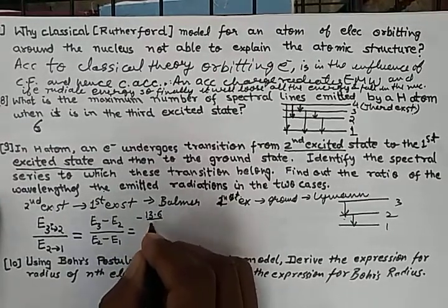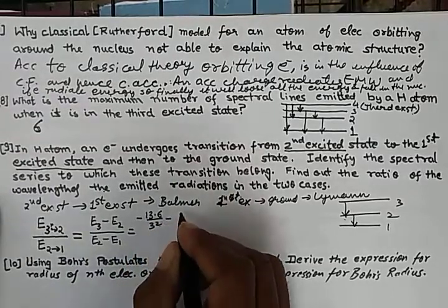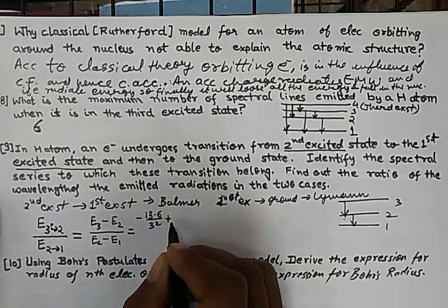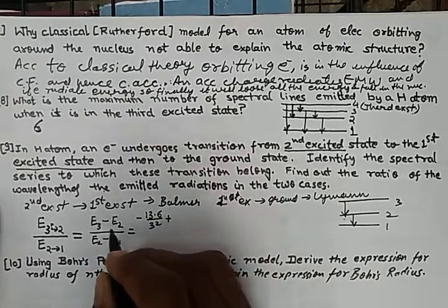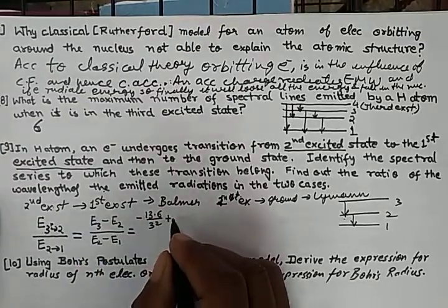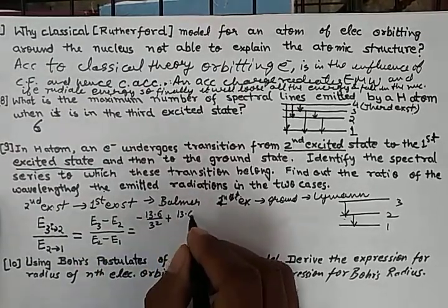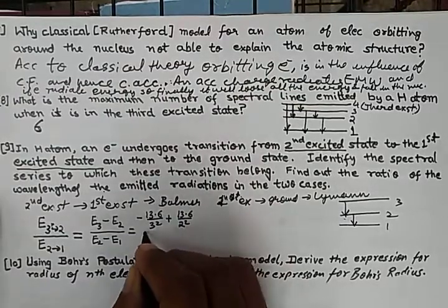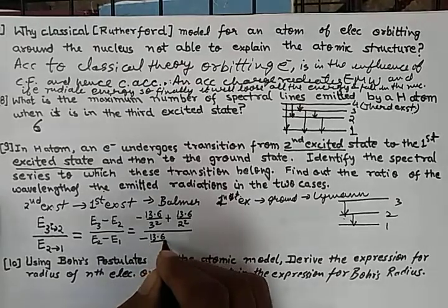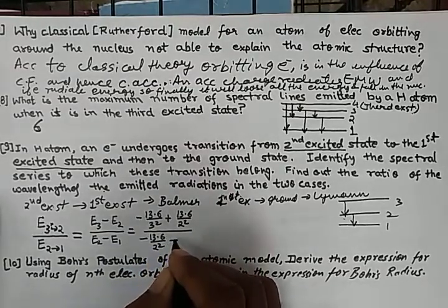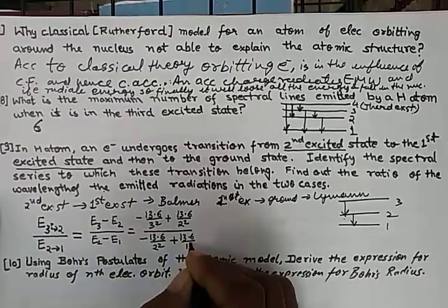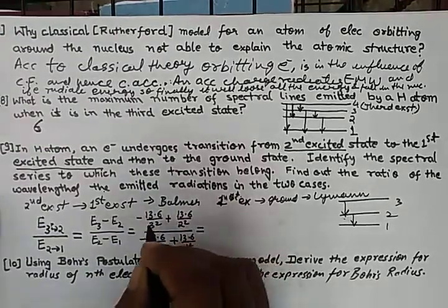So E3 is minus 13.6 upon 3 square minus, and again minus, so I'm putting plus. So be careful about it. One minus and other minus, because this energy is in negative, that is why plus. So 13.6 upon 2 square upon minus 13.6 upon 2 square minus, and again minus, so plus 13.6 upon 1 square.